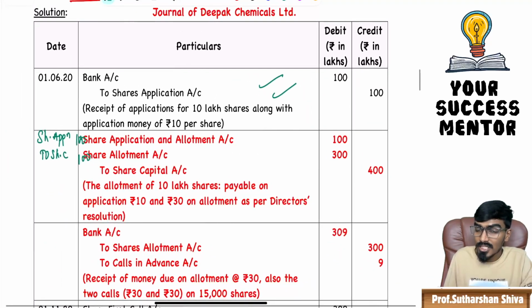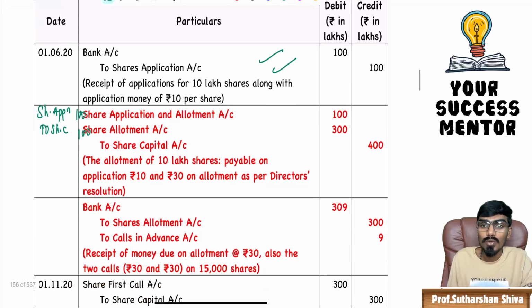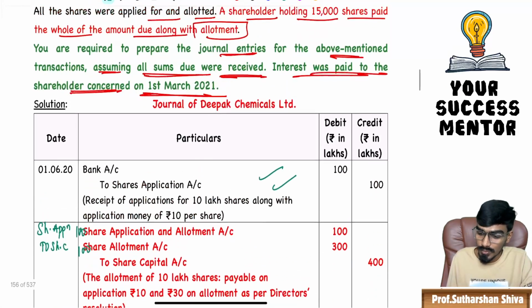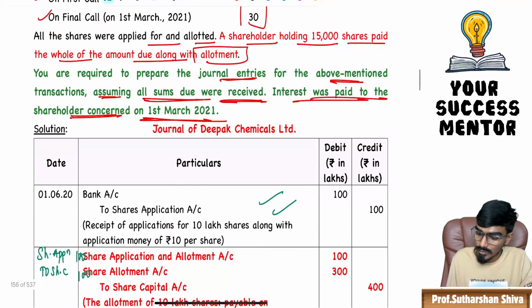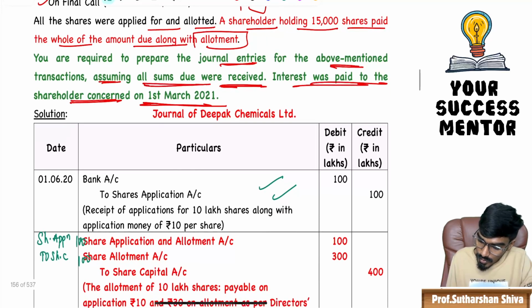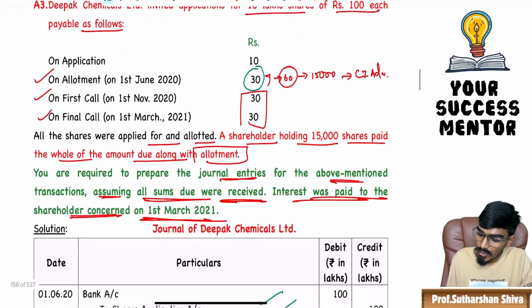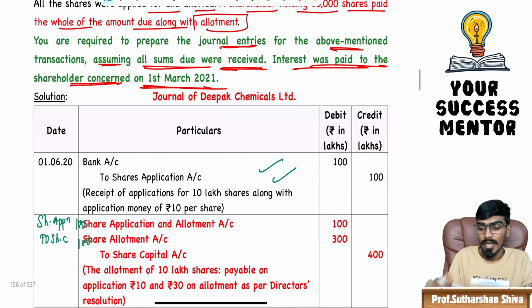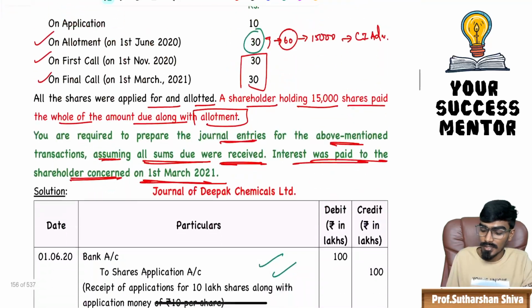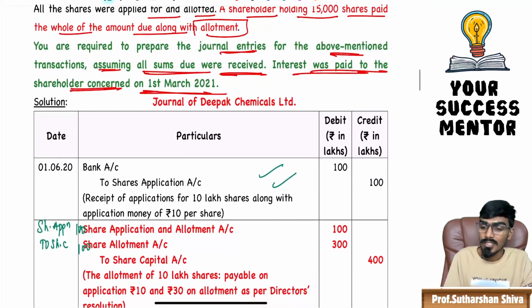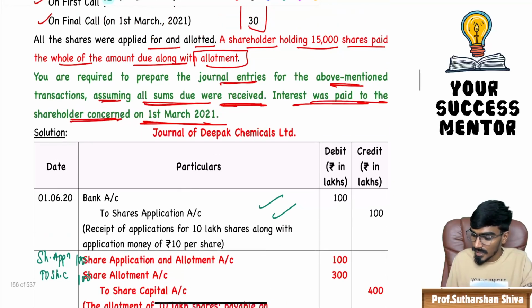Okay. And what is the share allotment money due? It is 30 rupees. 30 rupees into 10 lakh, which is nothing but 30 into 10. You will put like this, 30 into 10. Always write here in lakhs. Major thing, you will always write in lakhs.